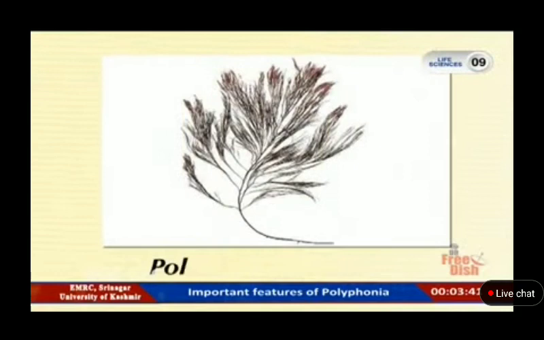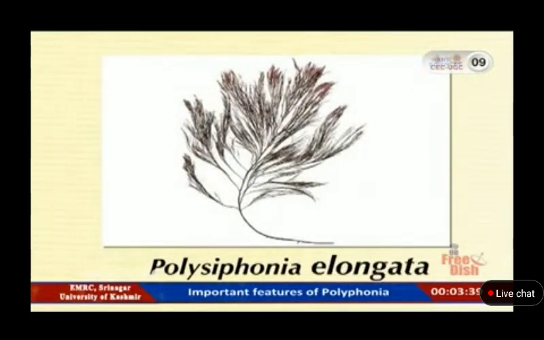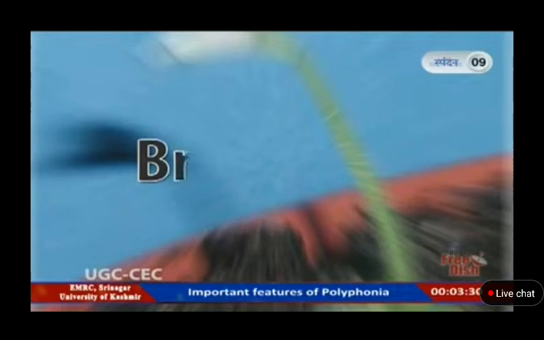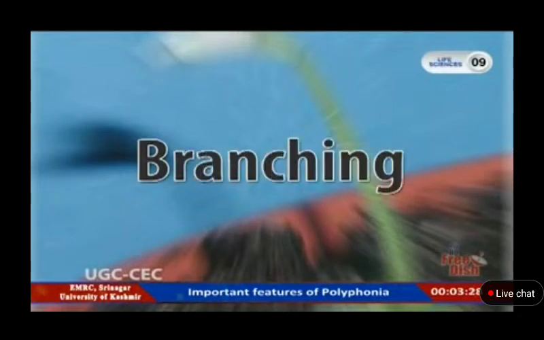The pericentral cells are cut off by the vertical division of the central cell, which is situated some distance below the apical cell. Branching. The thallus of Polysiphonia is much branched.